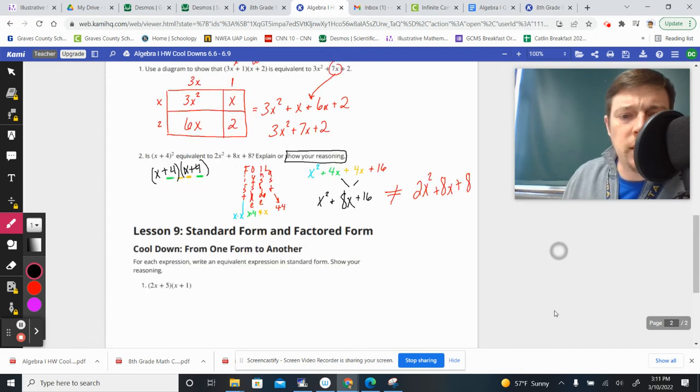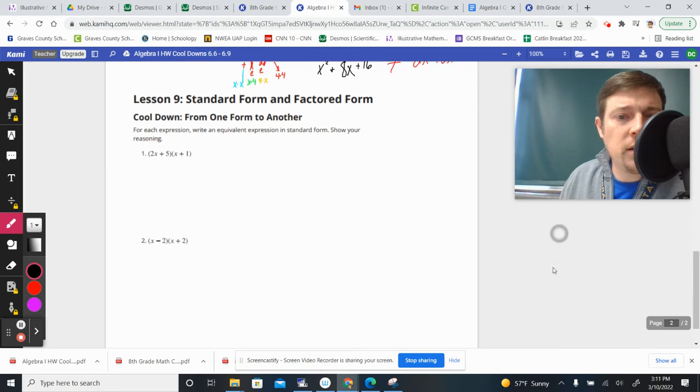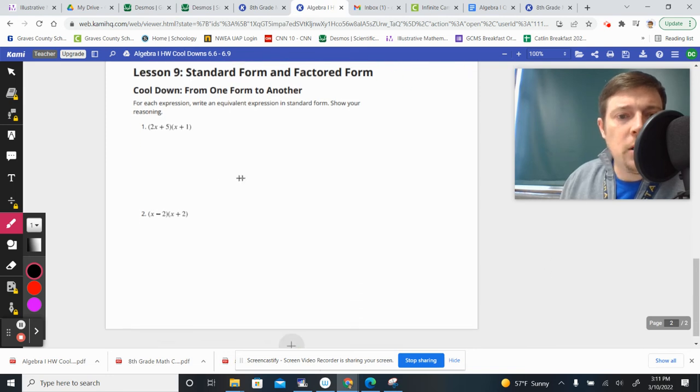So let's move into the last thing that I wanted you to do for lesson 9, which is just some extra practice of this skill. I'm going to do the same thing, one in the form of a diagram and one in the form of using the FOIL method. So let's start off with the diagram.